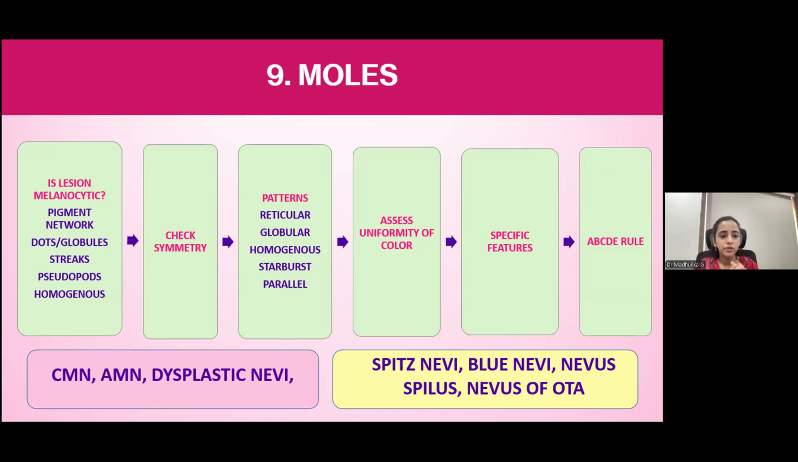How is the pigment network? Is it reticular? Is it a globular pattern? Are there pseudopods? Is it a homogeneous pigmentation? Check for symmetry, whether the lesion is symmetrical or not. And the patterns, like I said, reticular, globular, homogeneous, starburst, parallel pattern, whatever it is, you note. Then assess the uniformity of the color. Usually most moles have one or two colors, nothing more than that. And specific features. And then the ABCD rule: asymmetry, border, color, diameter, and all you need to note. So next slide.